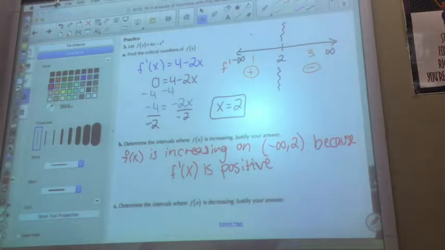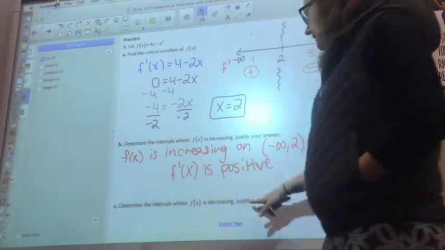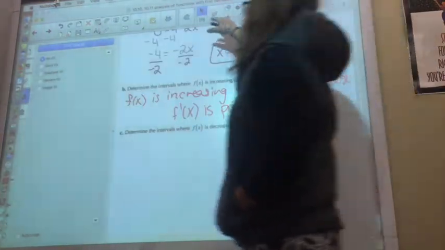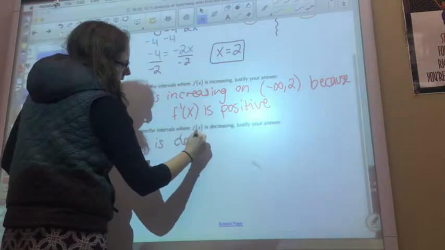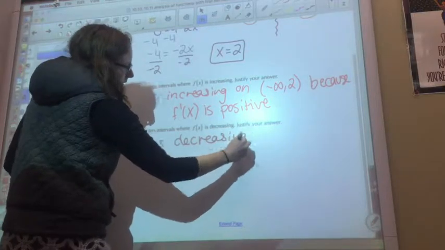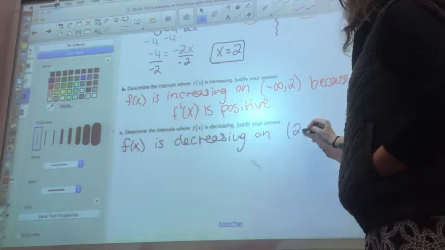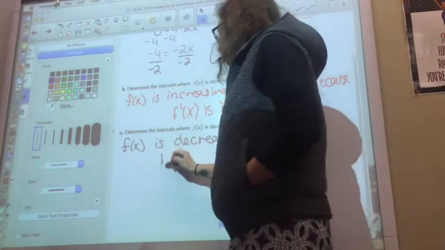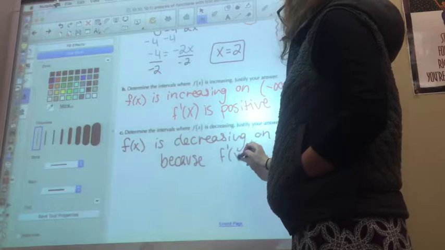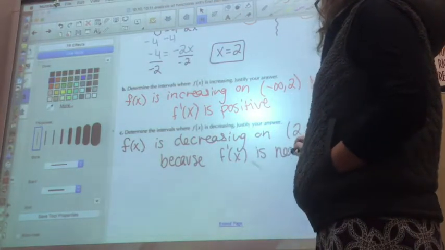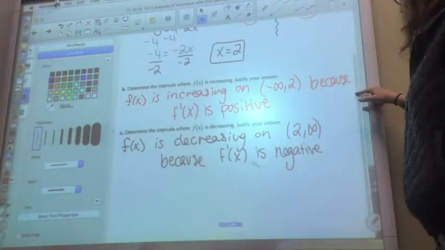Does that seem okay? And then f of x is decreasing on what interval? 2 to infinity. On 2 to infinity, because f prime of x is negative.